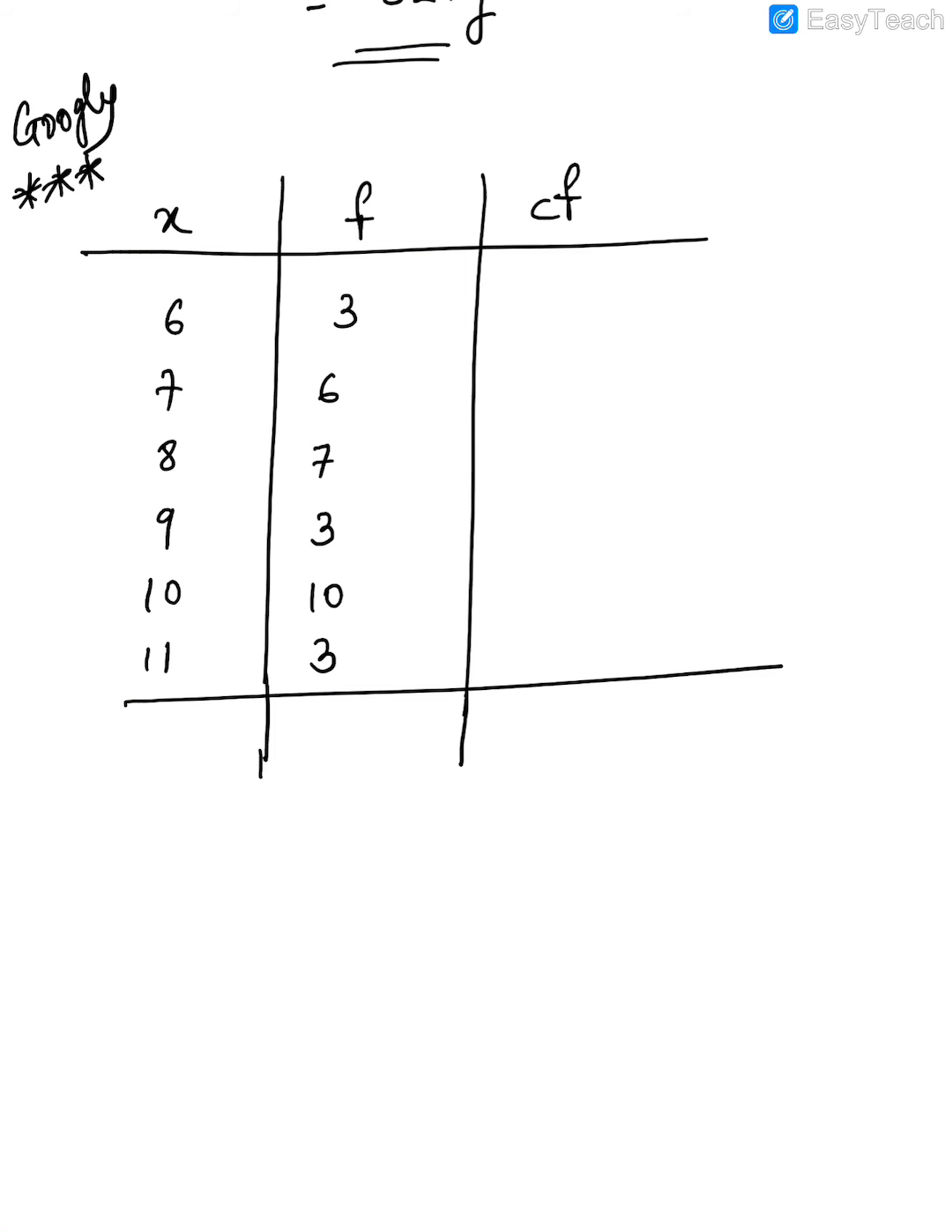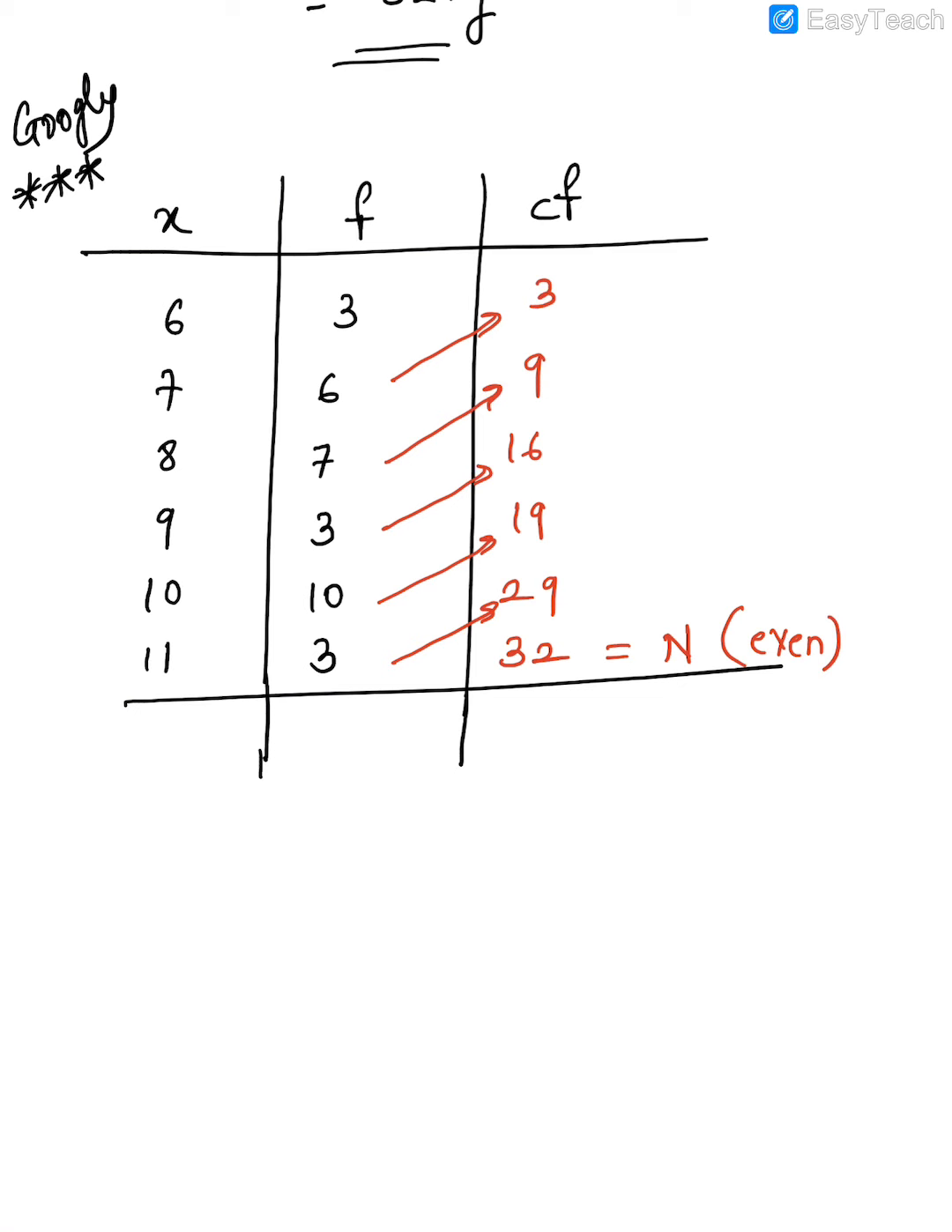If you want, guys, again pause the video, try to find the CF on your own. Okay, try. So the CF will be 3, then 6 plus 3 is 9, 7 plus 9 is 16, 3 plus 16 is 19, 10 plus 19 is 29, 3 plus 29 is 32. So that is equal to n. What do you mean by n? The total number of observations, which has turned out to be an even number this time. How to solve for an even number now, guys?